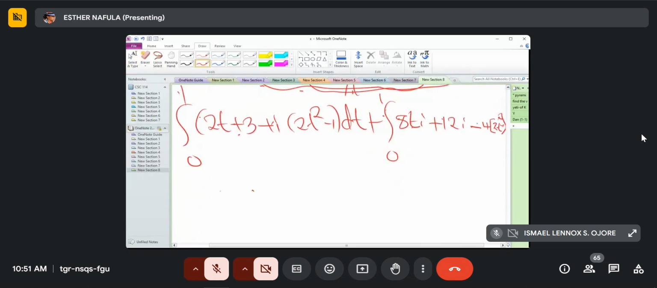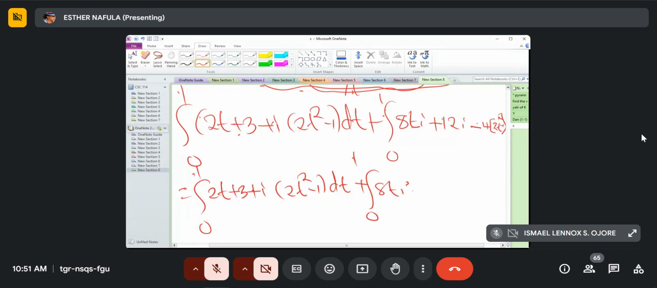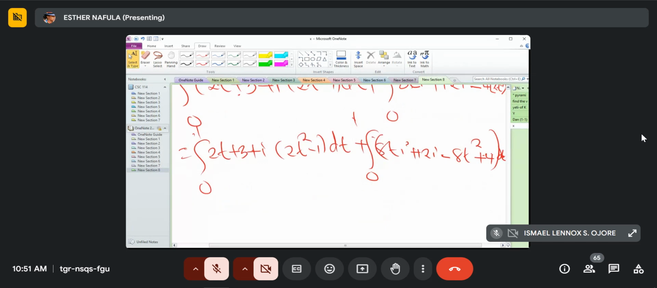But we can actually expand that. So 0 to 1, 2t plus 3 plus i into 2t squared minus 1 dt plus 0 to 1, 8ti plus 12i. So if we distribute the negative 4, we have minus 8t squared plus 4. Everything we integrate with respect to the variable t. So if you integrate this, what do you get?